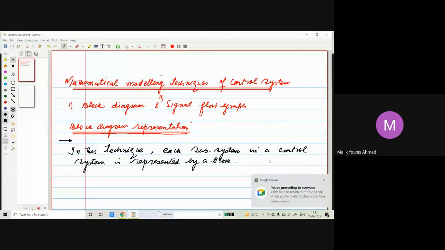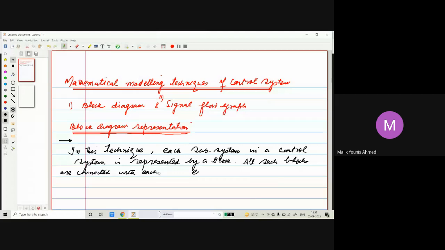Okay. Then what will happen next? All such blocks are connected with each other, to describe the functionality of a control system.